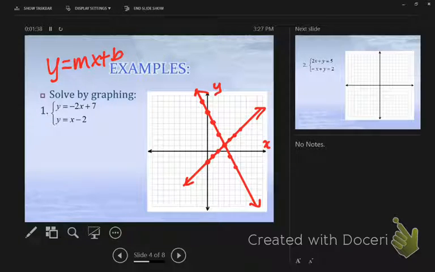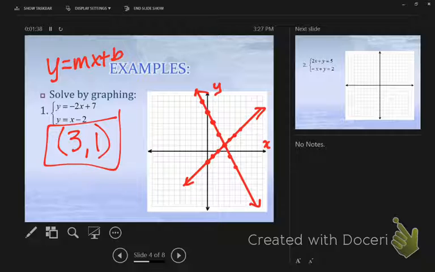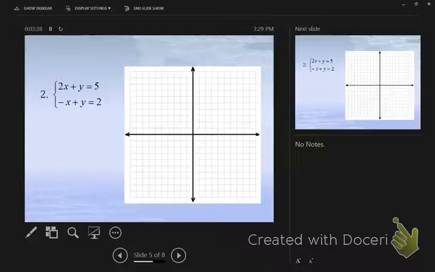Once we have both lines graphed, what we're looking for is where those two lines cross each other. We can see that happens right here. We just need to identify that point. So the coordinates of that point would be 3, 1. And that is our solution. That's our answer. So graph both lines, figure out where they cross each other.